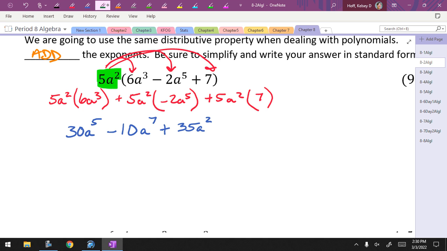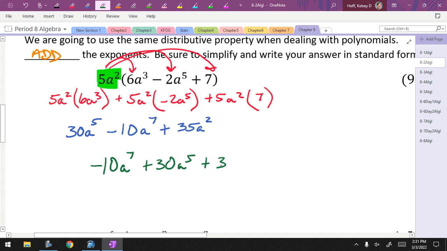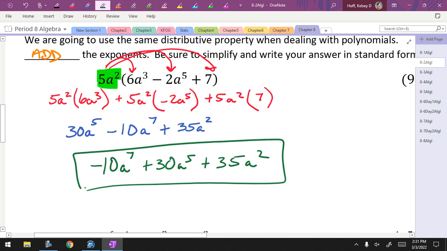What should come first? Then, and last but not least, 35a squared. I know this is annoying. I know. But I promise you, you're going to want to write it out.